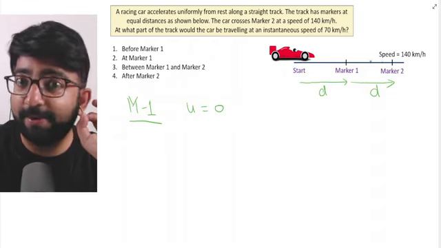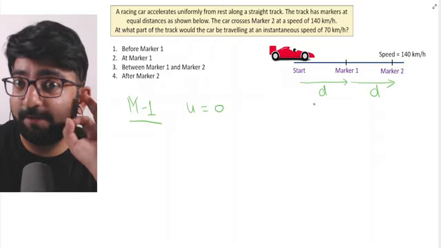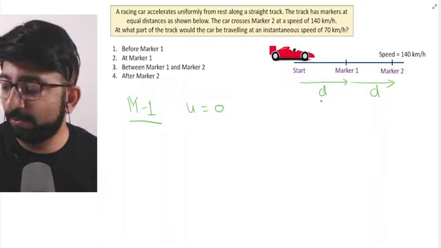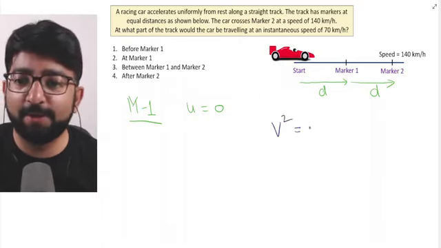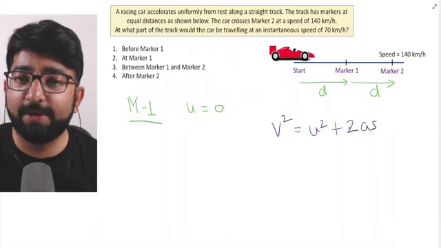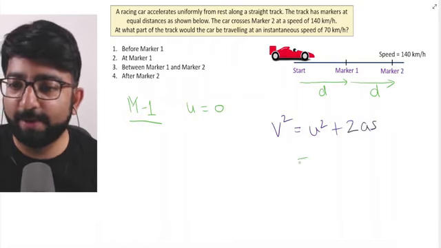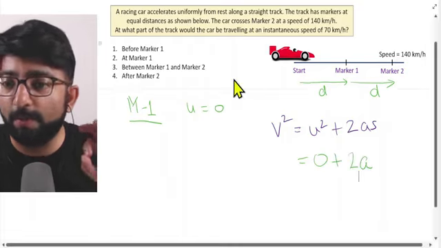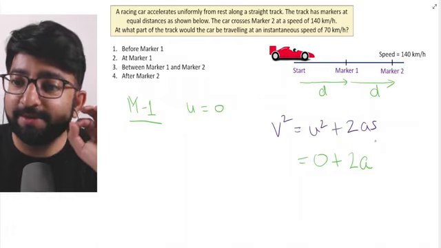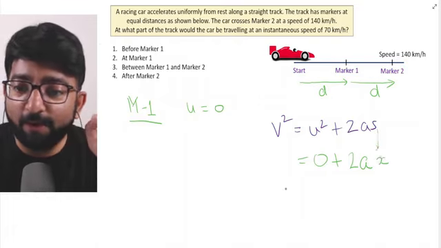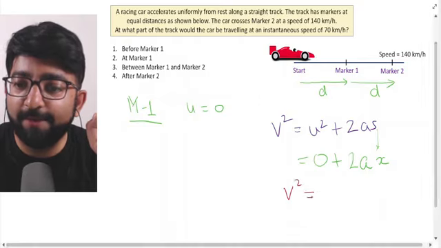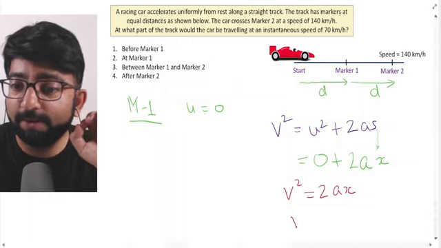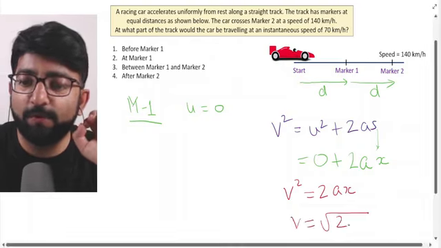Initial speed is u, final speed is given 140, and the distance we have deduced to be 2d. So we are going to use an equation which has all these parameters, which will be v square is equal to u square plus 2as. Initial speed is 0, so we will write that down, 0 plus 2 into acceleration. Acceleration is uniform multiplied by the distance traveled. And let us write the value of s as x. And now we can simplify this equation to become v square is equal to 2ax. And if we try to make v, velocity, as the subject, we will write square root of 2 into a into x.